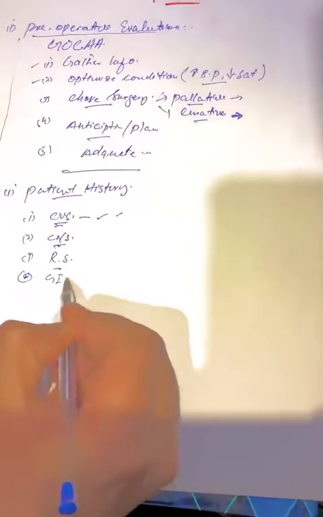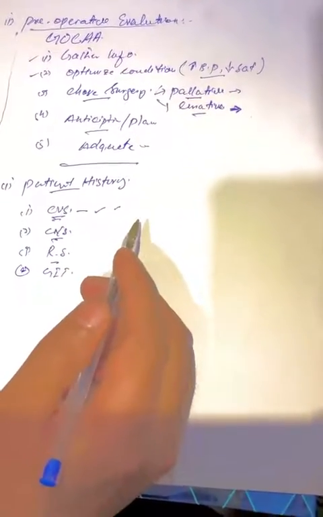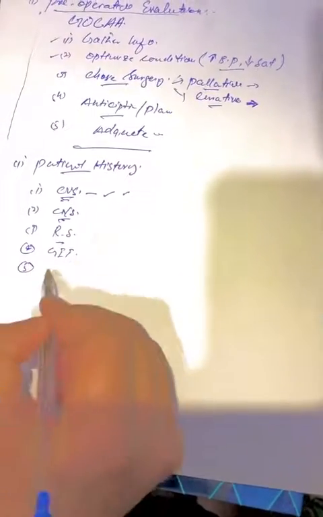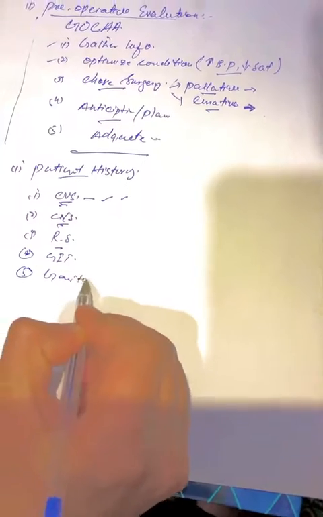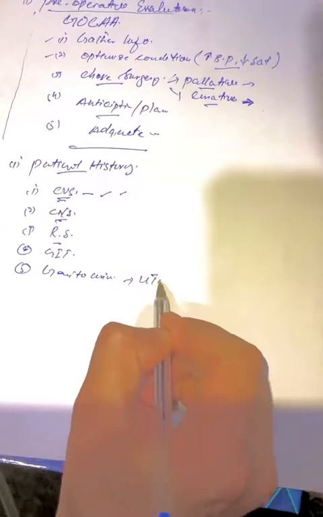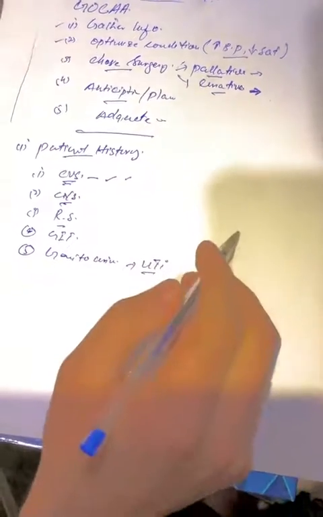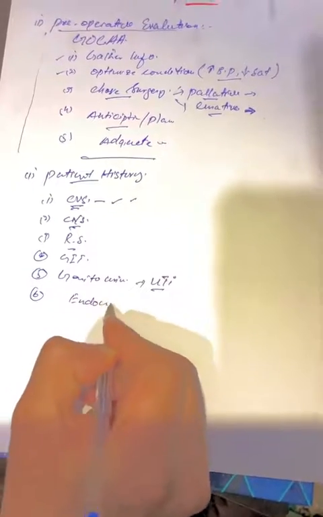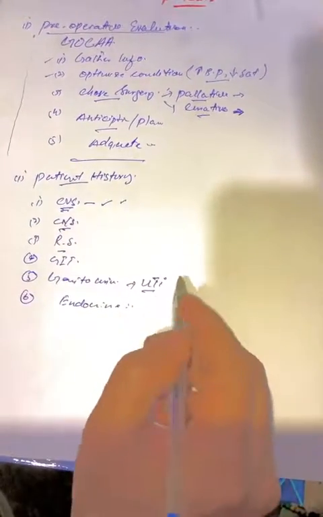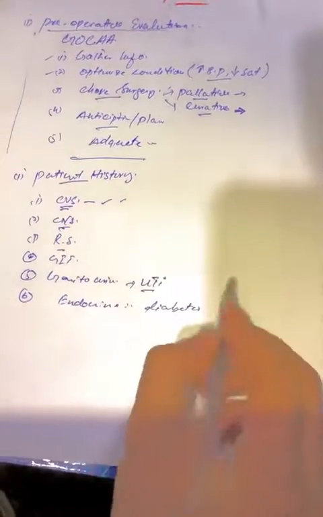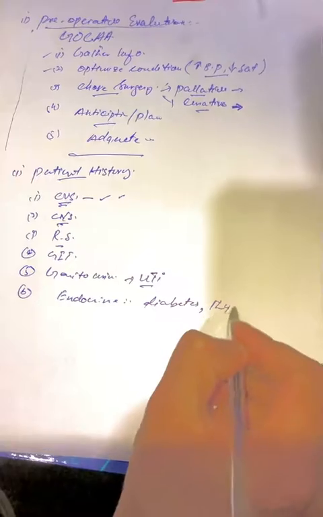And then we will go to ask about the GIT disorders, like any type of constipation, stomach acidity, etc. Then we will go through the genitourinary system. Like we will have to ask specifically about urinary tract infection. And then we will go through the endocrine system. And in the endocrine system, we will have to ask two important things, that is diabetes, first diabetes, and any thyroid disease.